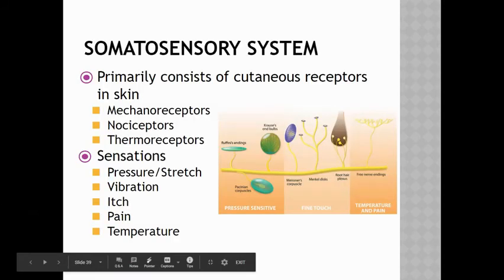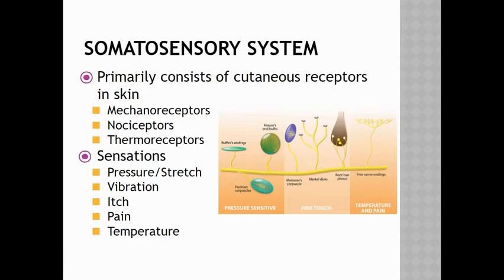And then moving on to the somatosensory system. The somatosensory system primarily consists of cutaneous receptors in the skin. And so that would be mainly mechanoreceptors, but also nociceptors and thermoreceptors. And the sensations that they can determine would be pressure and stretch, vibration, itch, pain, and temperature.